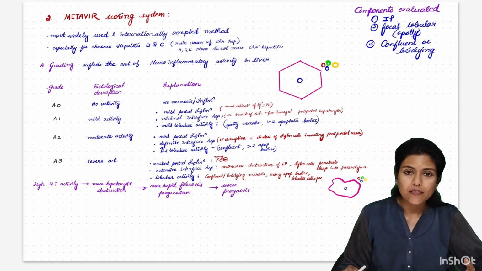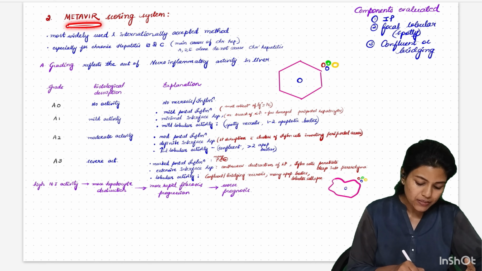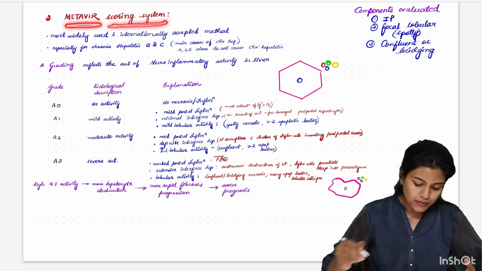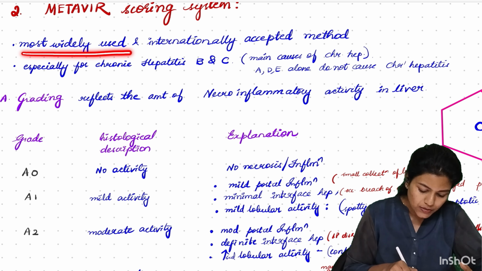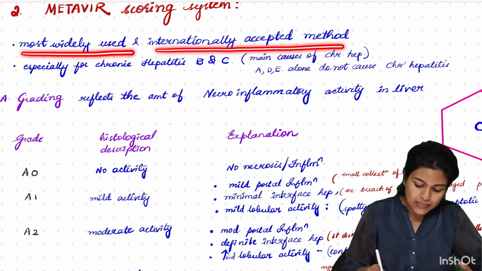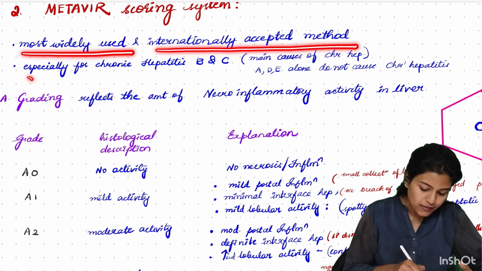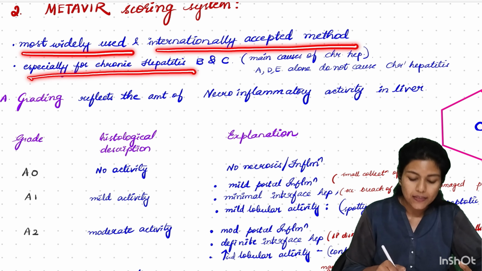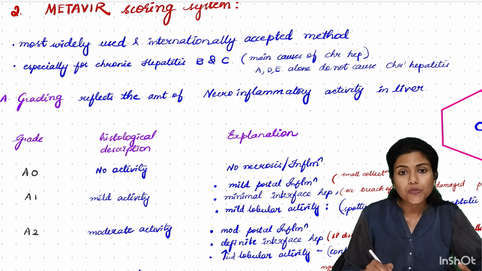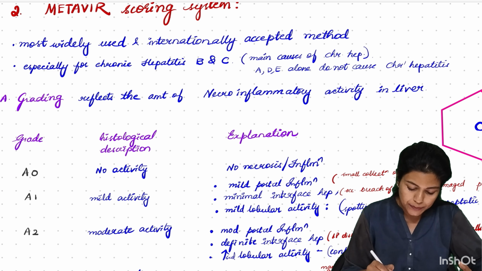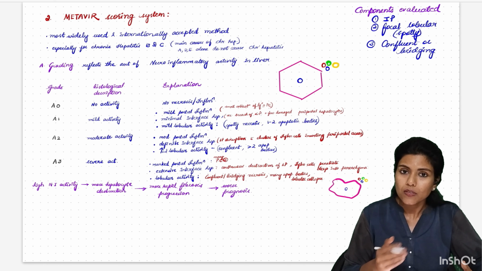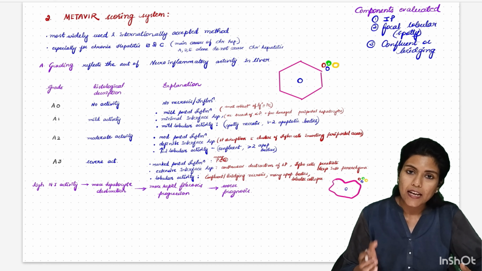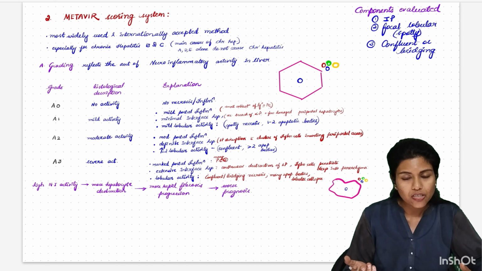To the next scoring system, that is the METAVIR. The METAVIR scoring system is the most widely used and internationally accepted method, and it is especially used for chronic hepatitis B and C, which are the most common causes of chronic hepatitis when compared to A and E. So let's see, it is again similar to the histological activity index. It has grading, it has staging.